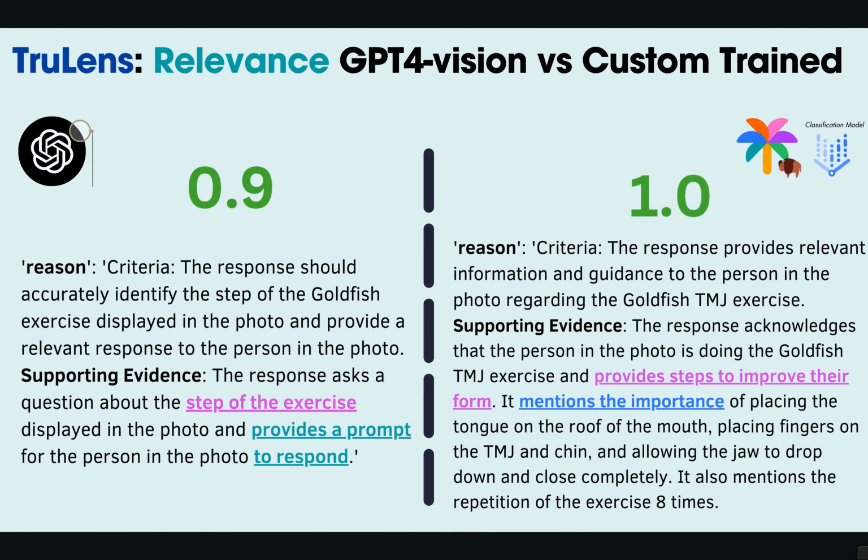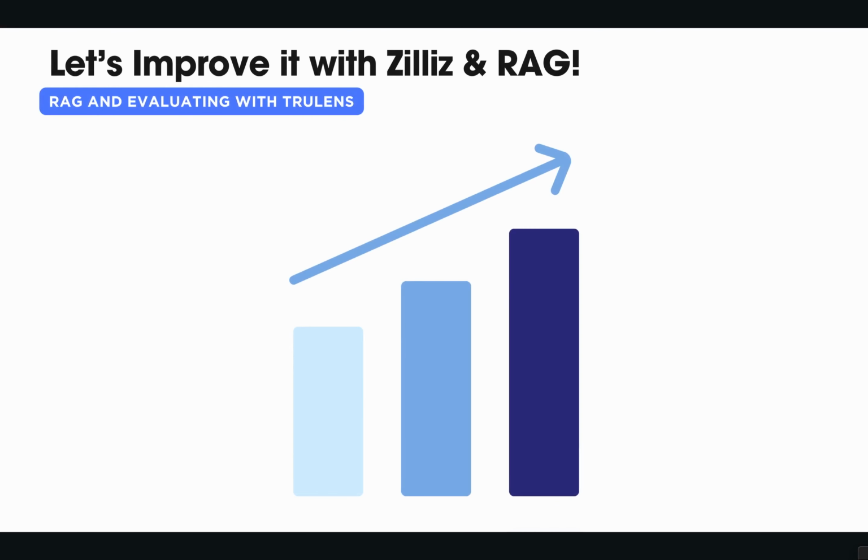And with that, we saw not a huge difference between the two. We were surprised to see that our custom model actually performed slightly better. However, due to the simplicity of simply just calling GPT-4 Vision, we decided to proceed with GPT-4 Vision and incorporate some RAG using a Zillis database so that the user could get the best possible outputs from an AI physical therapist that they could.